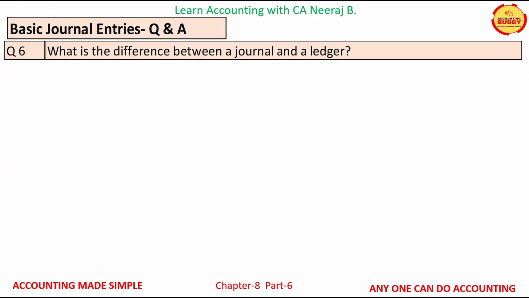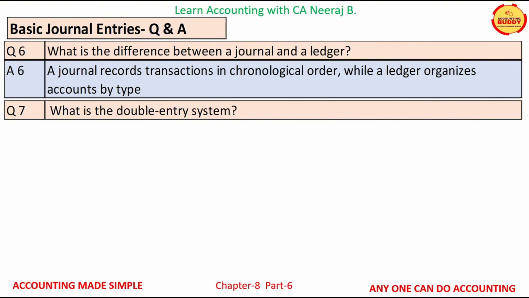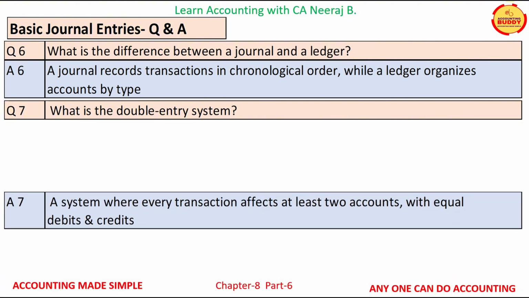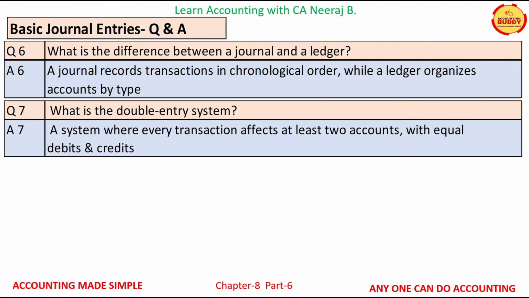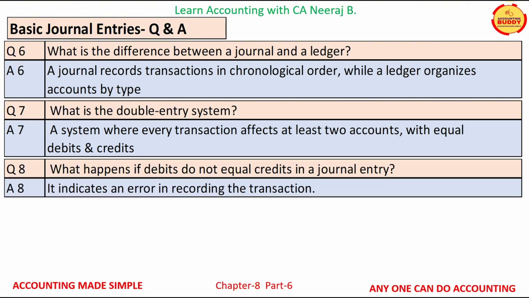Question number 6 is, what is the difference between a journal and a ledger? The answer is, a journal records transactions in chronological order while a ledger organizes accounts by type. Question number 7, what is the double entry system? The answer is, a system where every transaction affects at least two accounts with equal debits and credits. Question number 8, what happens if debits do not equal credits in a journal entry? The answer is, it indicates an error in recording the transaction.